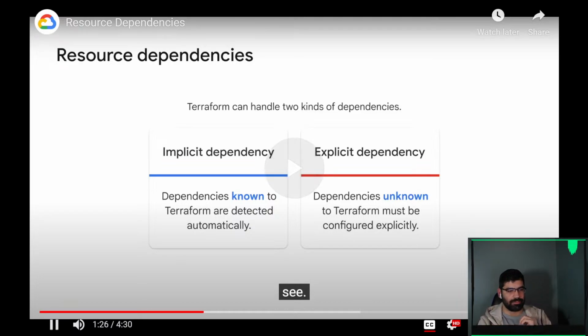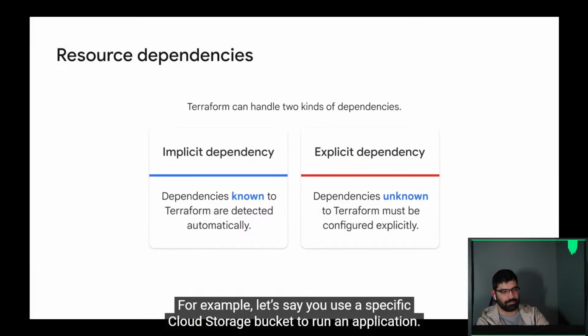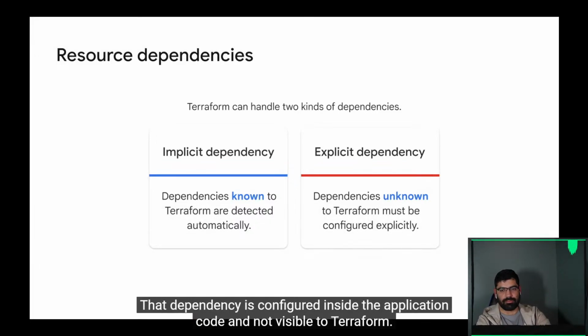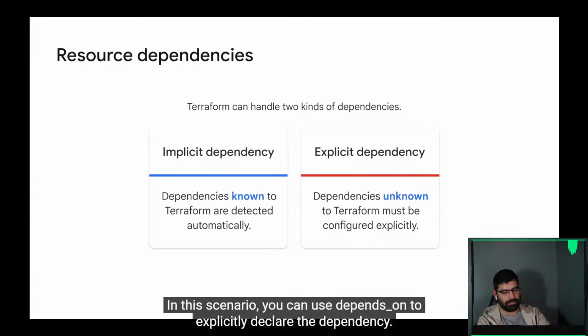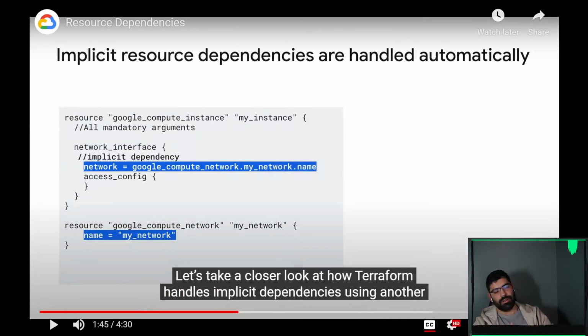That's how you mention. For example, let's say you use a specific cloud storage bucket to run an application. That dependency is configured inside the application code and not visible to Terraform. In this scenario, you can use depends on to explicitly declare the dependency. Let's take a closer look at how Terraform handles this.